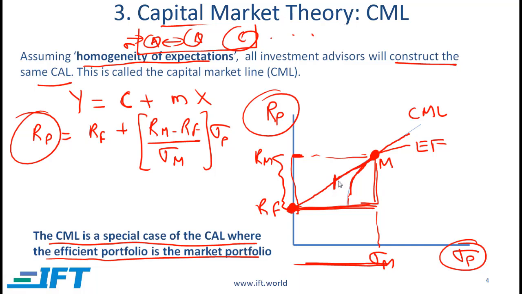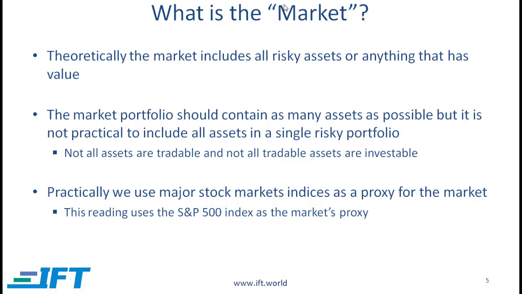The only difference is that if you have a homogeneity of expectations, then the efficient portfolio becomes the market portfolio, and this line is our capital market line. I have talked about the market several times. So what exactly do we mean by the market?